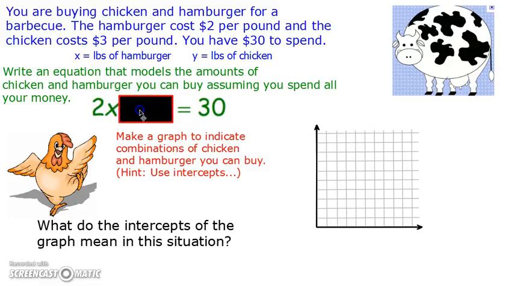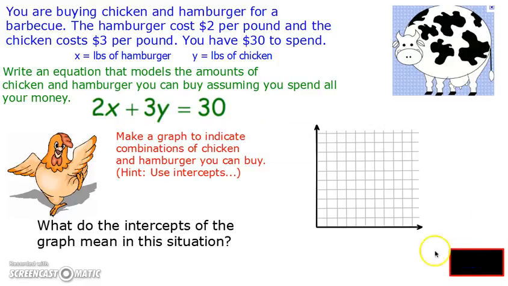And same thing the other way around. If y were equal to 0, 3 times 0 is 0, basically 2x equals 30. And we find out that x equals 15. So I've got my two intercepts then of (0, 10) and (15, 0). I can plot them on my graph, and this red line would be the various amounts of hamburger and chicken I could buy and spend $30. If I spent a little bit on hamburger and a little bit more on chicken, again, I could lie anywhere in between my two intercepts.